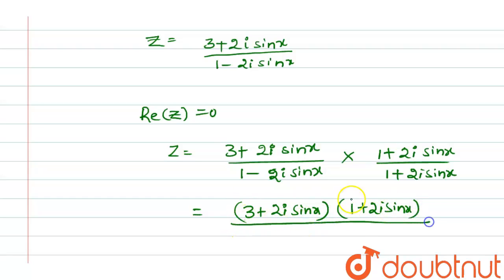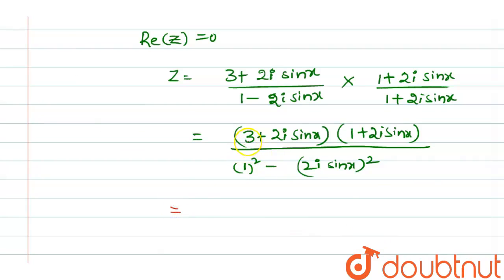Here we can see that the denominator is in the form (a + b)(a − b), which equals a² − b², so we get 1² − (2i sin x)². The next step: 3 ones are 3, plus 3 twos are 6i sin x, plus i sin x into 1, that is 2i sin x, and 2 twos are 4, plus 4i² sin² x.